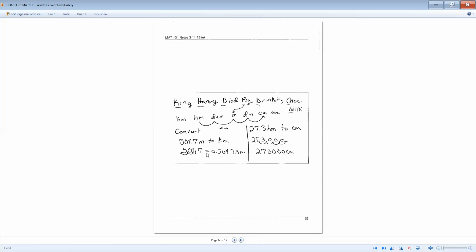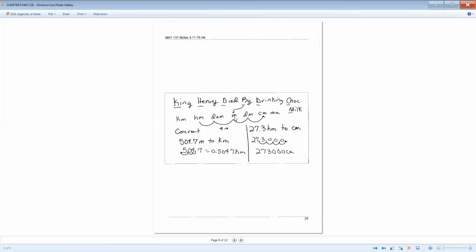So if I want to convert 504.7 meters to kilometers, all I would do is first find where meters is. Your meters right here. And I want to go to kilometers. So I'll go from meters and I'm going to go 1, 2, 3 to the left to get the kilometers. Notice I am in meters and I want to go to kilometers.